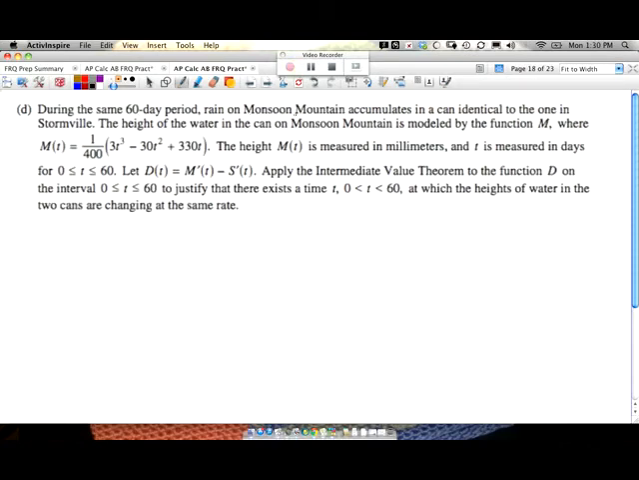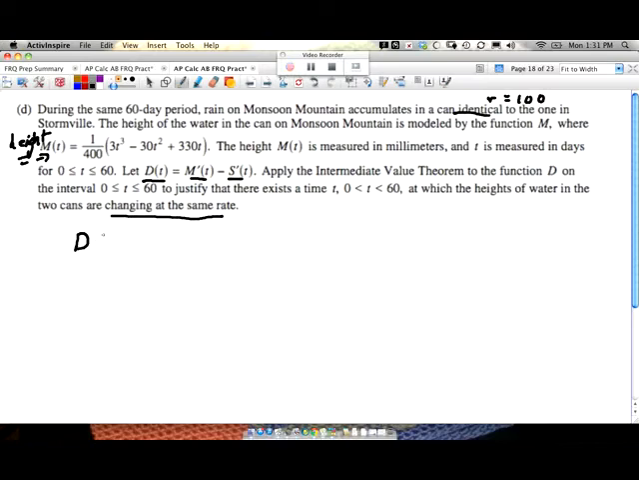Part D. During the same 60-day period, rain on Monsoon Mountain accumulates in a can identical to the one in Stormville. Okay, so it's identical. That means that r equals 10. The height of the water in the can on Monsoon Mountain is modeled by M. The height M of t is measured in millimeters and t is measured in days. Let d of t equal M prime of t minus S prime of t. Apply the Intermediate Value Theorem to the function d on the interval 0 to 60 to justify that there exists a time at which the heights of the water in the two cans are changing at the same rate.